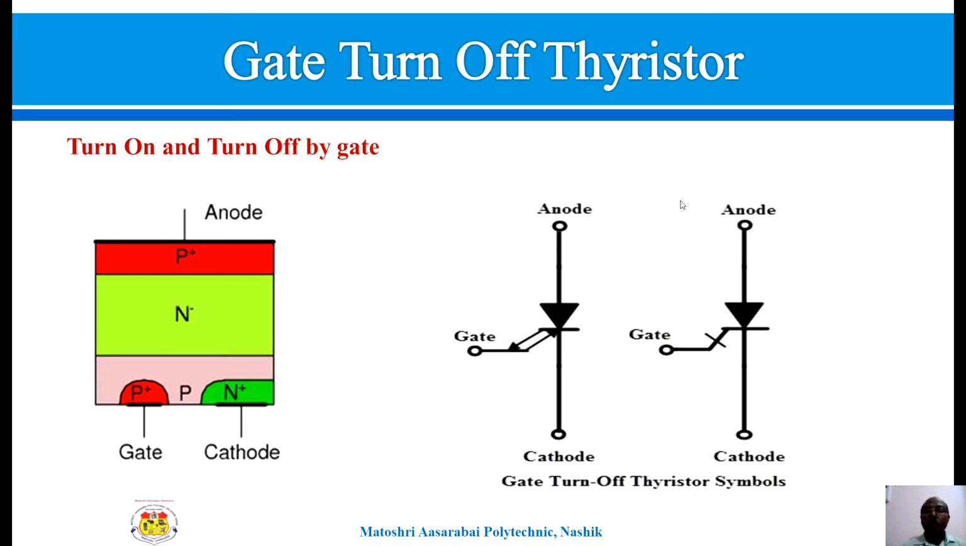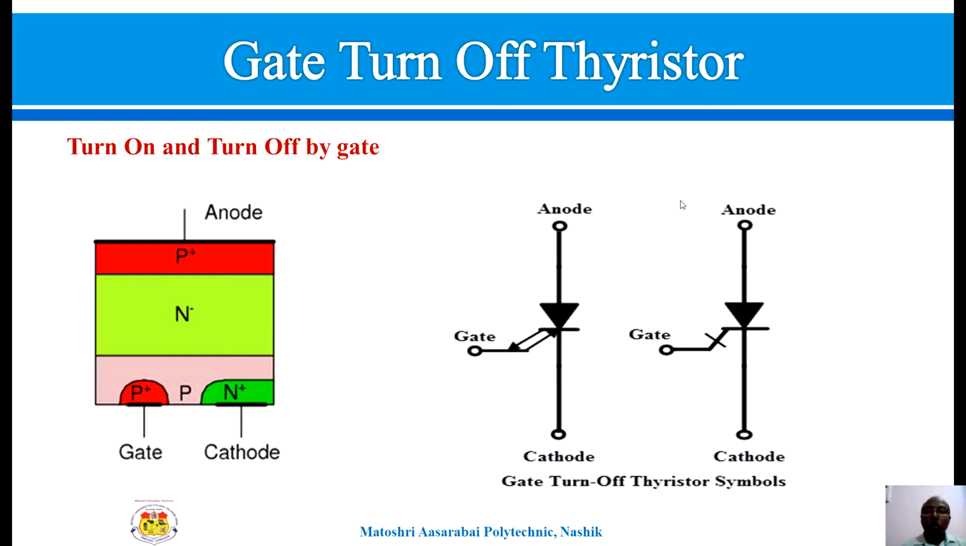Gate turn off thyristor, GTO. In this GTO, we can see that there is a small difference between GTO and SCR. In the case of SCR, we can turn on the SCR with the help of the gate, while we cannot turn off the SCR with the gate. After the turn on, the gate loses its control in SCR.